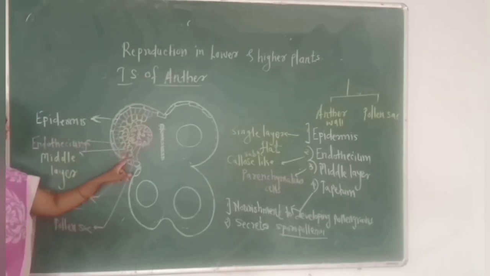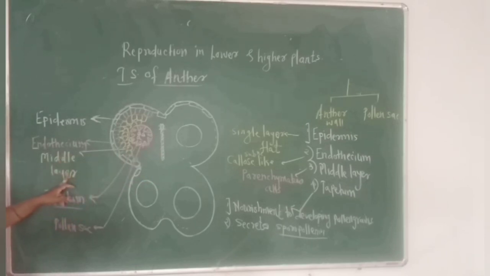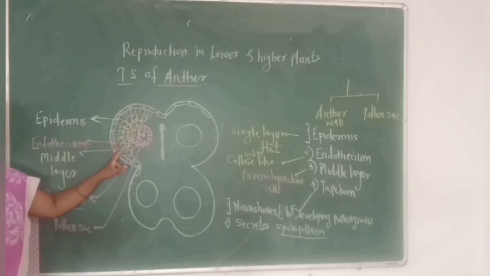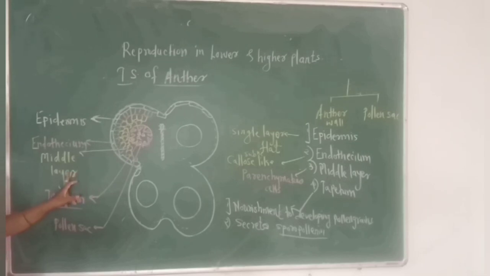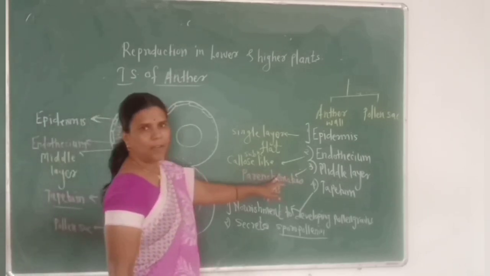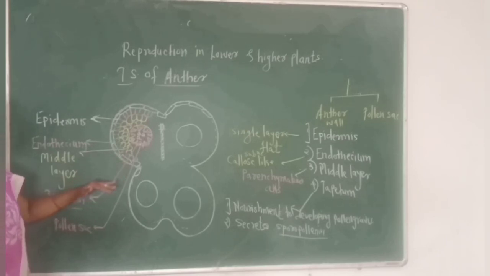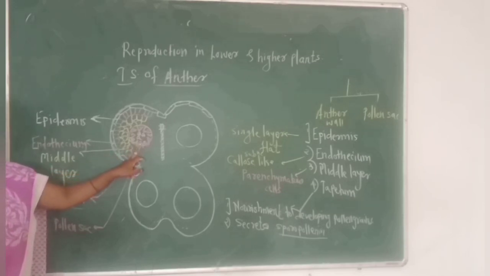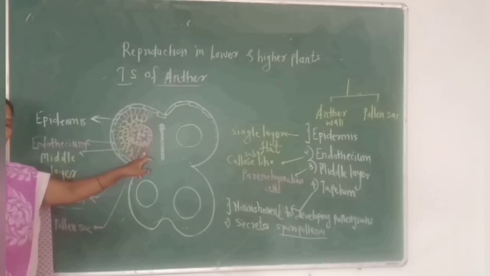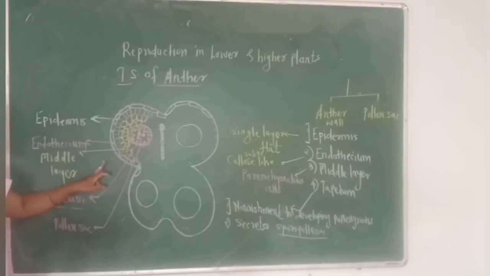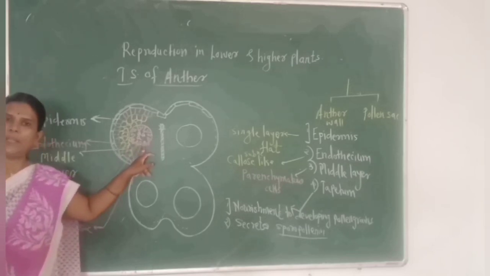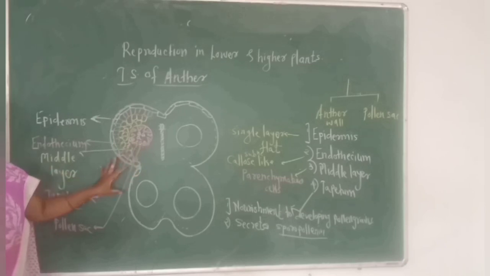Then the third layer is the middle layer. Middle layer also lies just below the endothecium. Middle layer is again of 1 to 3 layers. The cells of the middle layer are parenchymatous in nature. And the fourth layer is tapetum, the innermost layer of the anther. The cells of tapetum are somewhat larger in size. They have thick walls. They have dense cytoplasm, and the cells of tapetum are haploid, diploid or polyploid in nature.